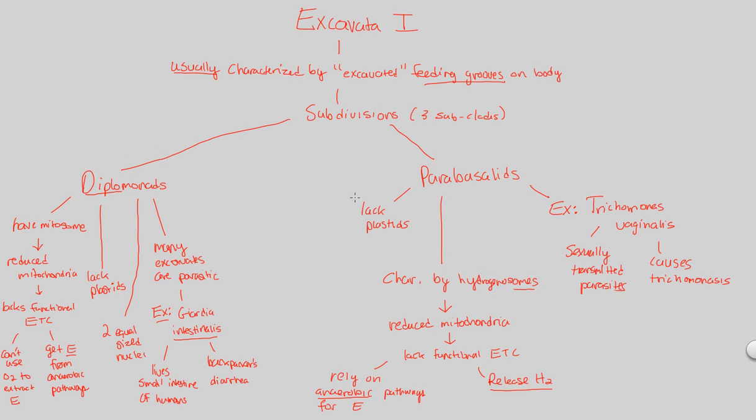So that covers our first two subclades of Excavata. Diplomonads, parabasalids are types of excavates. Excavates are types of protists, and protists are a type of eukaryotes. We'll continue this discussion in the next flowchart and conclude on one final excavate.